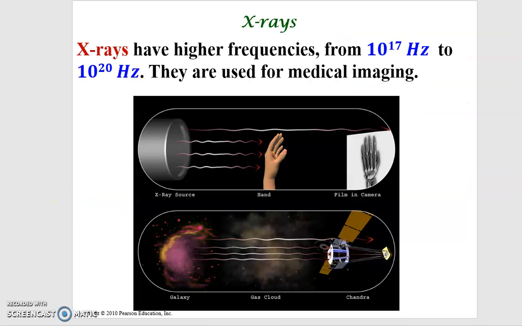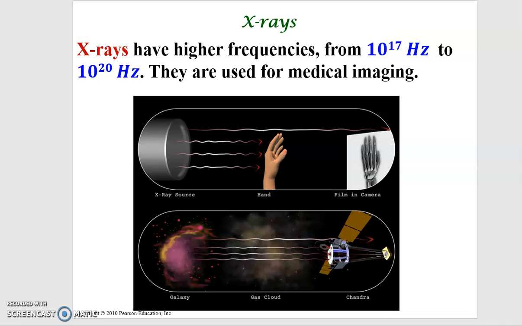And two more, the X-rays. X-rays have even higher frequency. That's the reason when you go to the hospital to take an X-ray, you are required to wear a shield made of metal. Because if you were exposed to the X-ray too frequently and with a huge magnitude, it will hurt your body. And this is usually used for medical imaging.